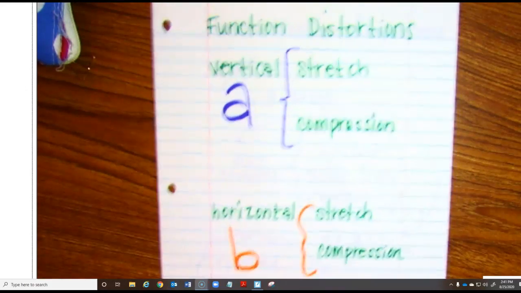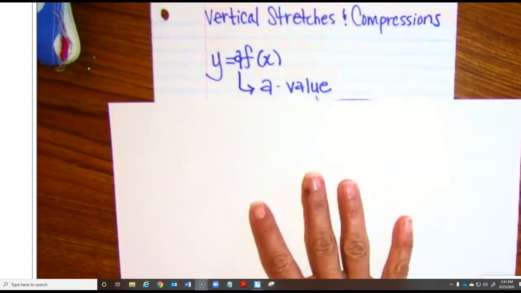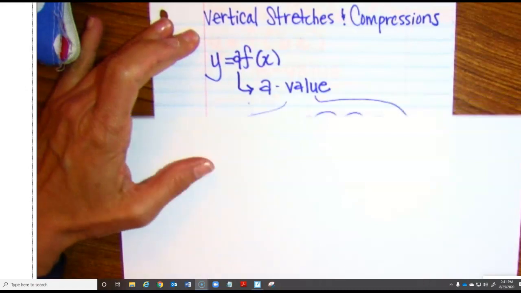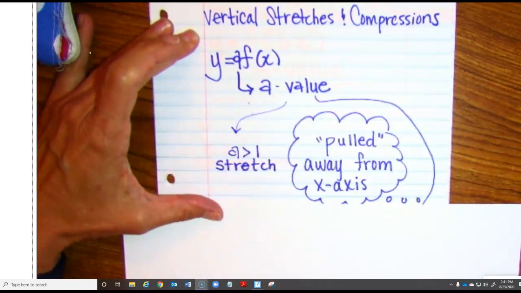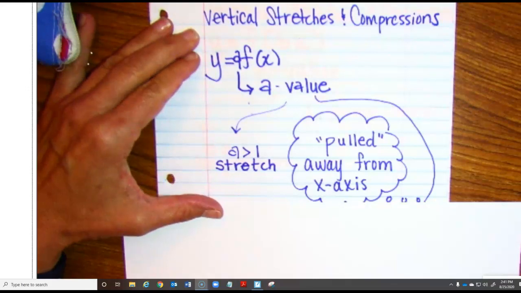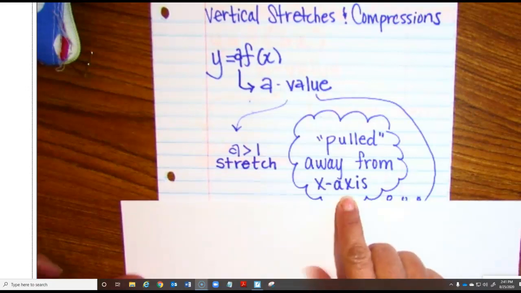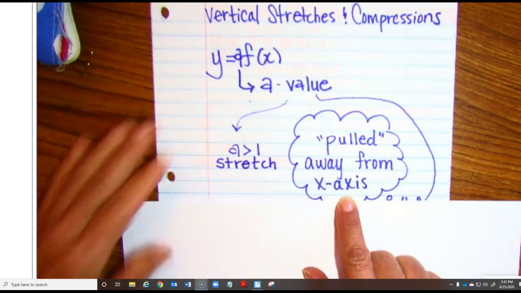Let's go ahead and move on and talk about vertical stretches. Your vertical stretch has to deal with your A value. And remember, your A value is not in parentheses. If it's not in parentheses, it's ordinary. What you see is what you get. So for the A value, if it is greater than 1, it is going to be a vertical stretch, which means the graphed function is being pulled away from the x-axis. It's going to get real skinny and a little closer to the y-axis because it's getting pulled thin vertically.